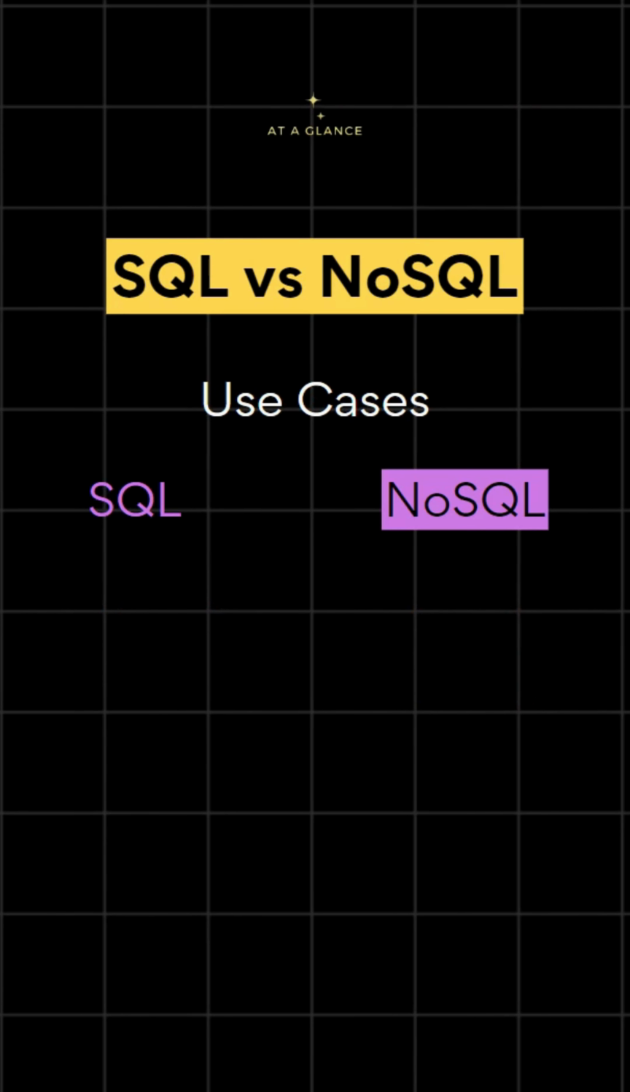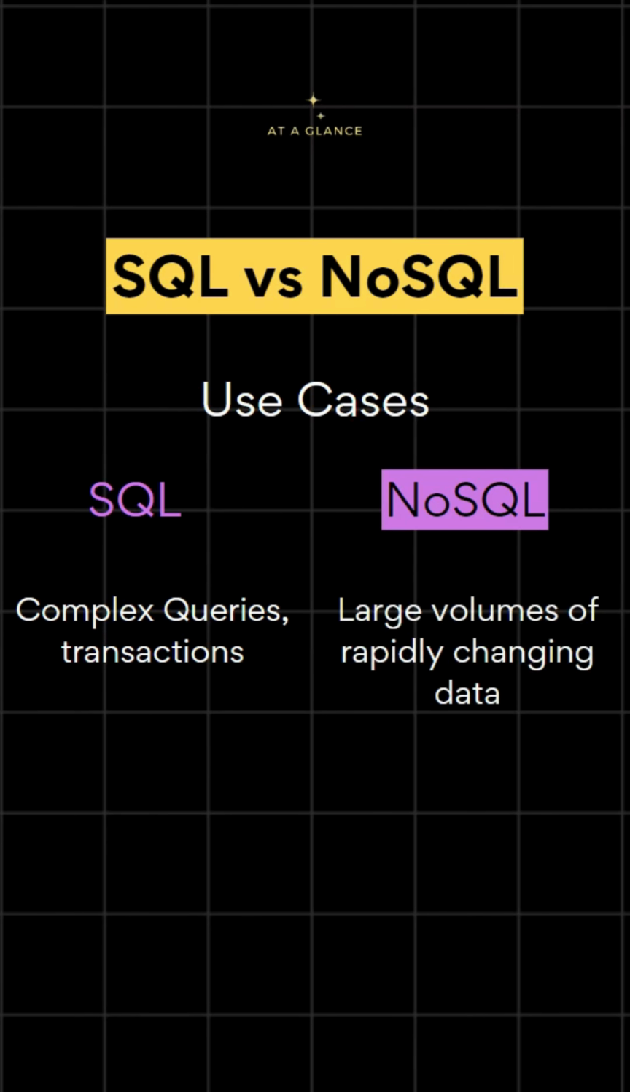When we talk about use cases, SQL has complex queries, and the transactions that we perform may be complex in SQL. When we talk about NoSQL, it contains larger volumes of data that can rapidly change. It can be dynamic, it changes with time.